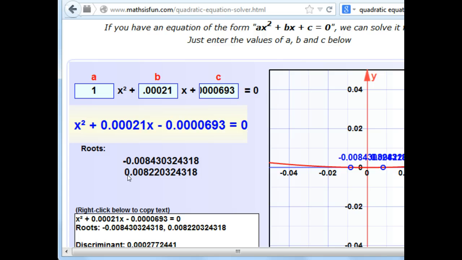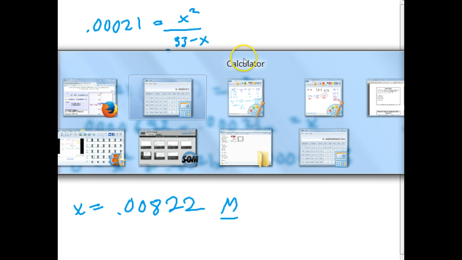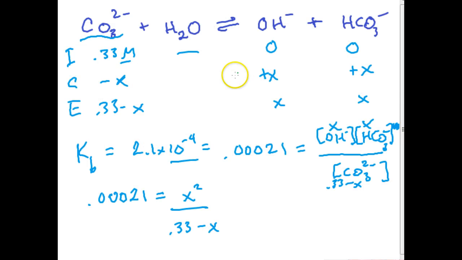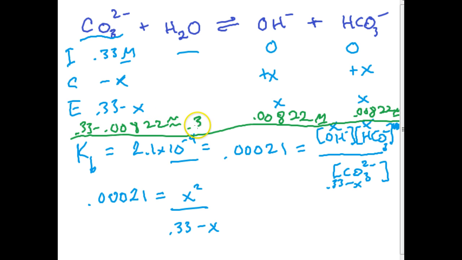Of course, in chemistry, we're only interested in the positive answer, 0.00822. So x is equal to 0.00822, and that's going to be molar. Why is it molar? It's molar because we were doing the ICE chart here. We're doing the ICE chart, remember? So this is 0.00822 molar. This is 0.00822 molar. And this is 0.33 minus 0.00822 molar, which ends up being roughly equal to 0.32 molar.